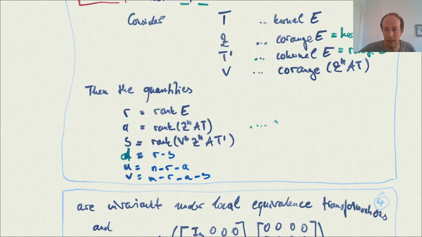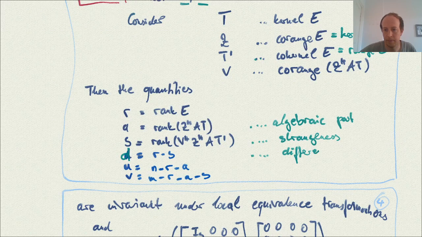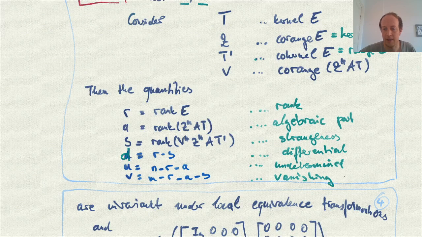So this will be the algebraic part. That's why we have the A for that, algebraic part. I will motivate this later. This will be S like in strangeness, D like in differential, R like in rank, U like in undetermined, and V like in vanishing. This will be vanishing equations.